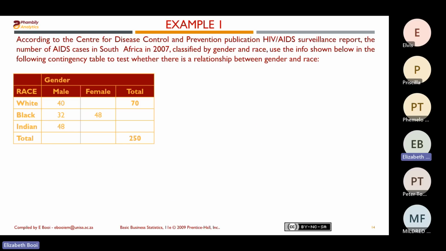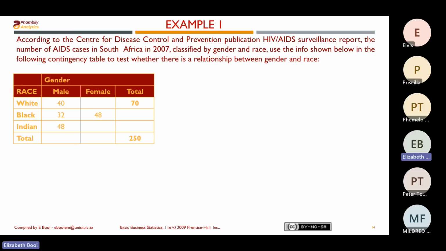According to the Center for Disease Control and Prevention publication, HIV and AIDS Surveillance Report, the number of AIDS cases in South Africa in 2007, classified by gender and race. Use the info shown below in the following contingency table to test whether there is a relationship between gender and race. Now, looking at this table, you might even say, what's happening here? The table is not complete. What am I supposed to do?